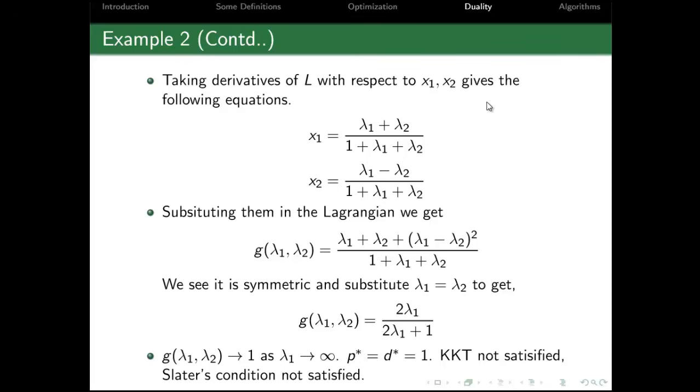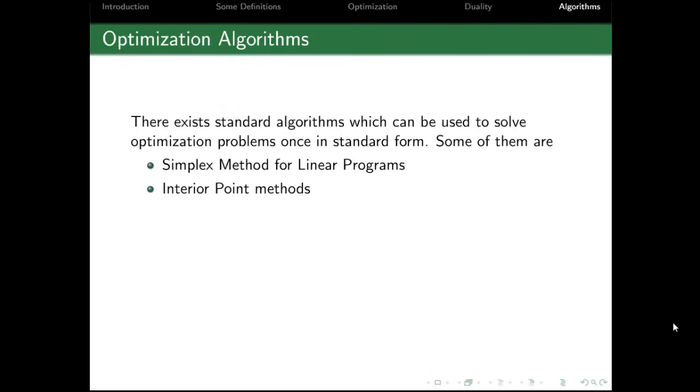Because these points are not being attained at a point, KKT conditions and Slater conditions are not satisfied. So this example is to show you that just solving KKT conditions or checking for Slater conditions is not sufficient. You might sometimes have to solve the dual problem and see what exactly is happening. So we've seen the mathematical characterization for optimization problems. Now we'll try to see how to solve them.